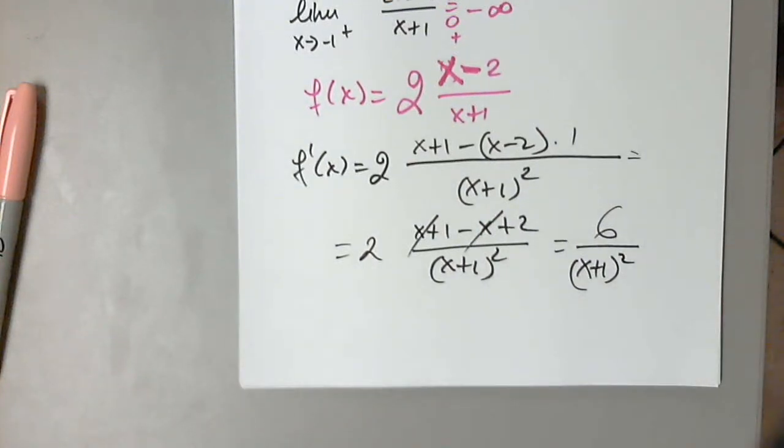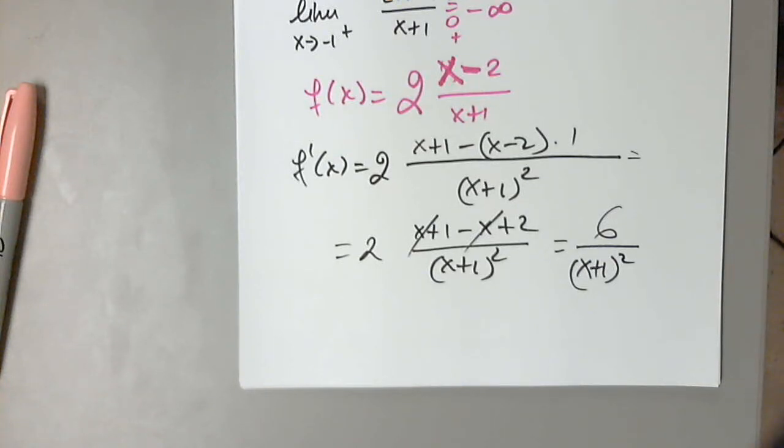And looking at this, can this be 0? A fraction is 0 only when the top is 0. Can this be 0? No, because the numerator is 6. So it cannot be 0. Now, since it cannot be 0, the function doesn't have a critical number. If it doesn't have a critical number, the function cannot have max or min.